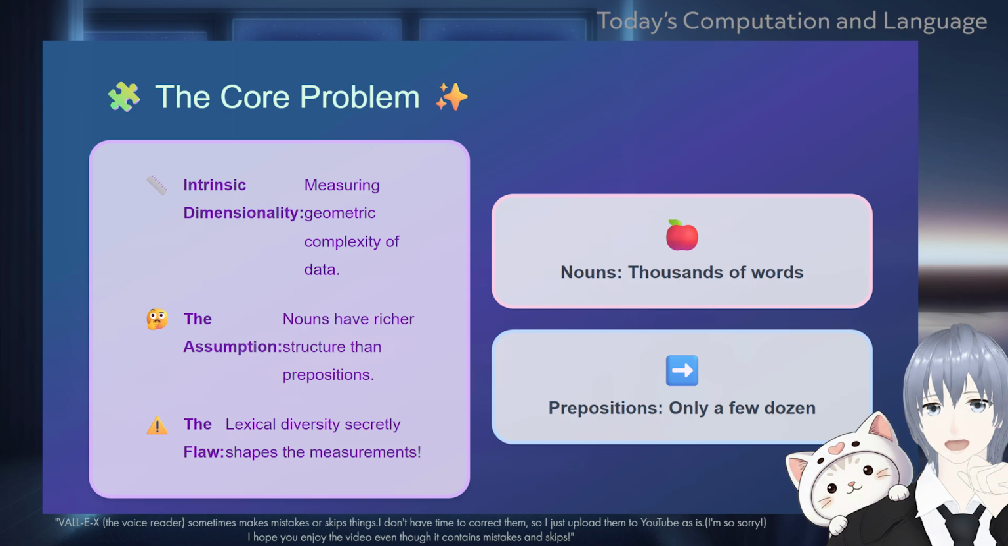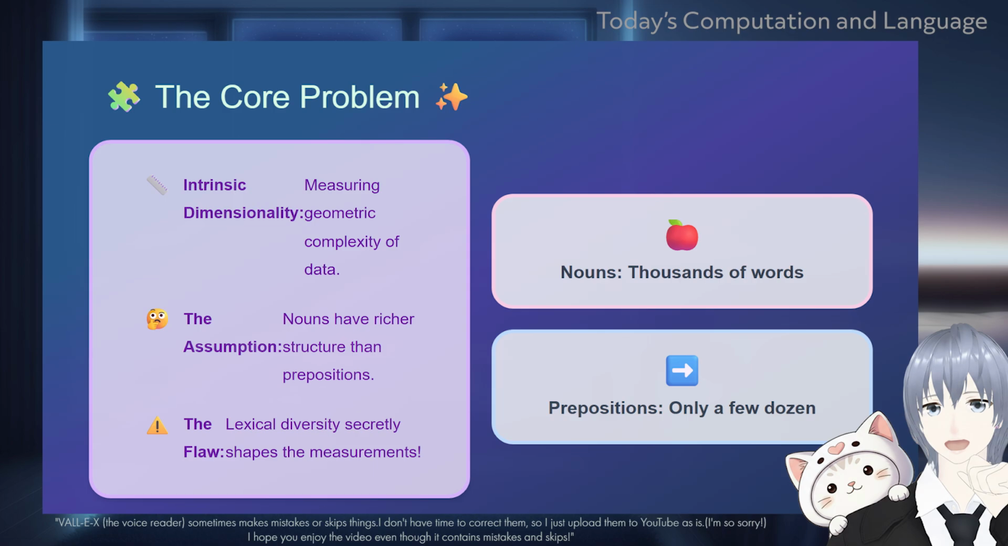They look at this and say, nouns have higher intrinsic dimensionality than prepositions. So nouns must have a richer semantic structure. But the researchers behind this paper noticed a massive problem with that assumption. They asked, is this measurement actually reflecting the properties of the language itself? Or is it just an artifact of how the dataset was constructed?